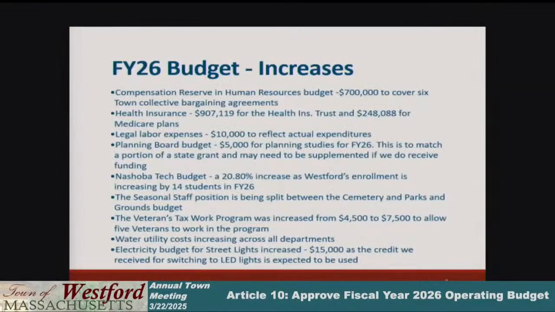This is a slide of our budget increases that we've seen. I won't read the entire slide deck, but I do want to note some larger items. We have 6 town collective bargaining agreements, some currently under bargaining and some that will continue into the future. We have continuing health insurance costs that we're trying to mitigate through our Health Insurance Trust Fund and our Health Insurance Trust Fund Committee. Legal labor expenses continue to increase. Another large increase that I want to point out is our Nashoba Tech budget, which is increasing by over 20%. Over 14 more students are projected to enter that group in fiscal 26, which is great for those students, but we do have to account for that.